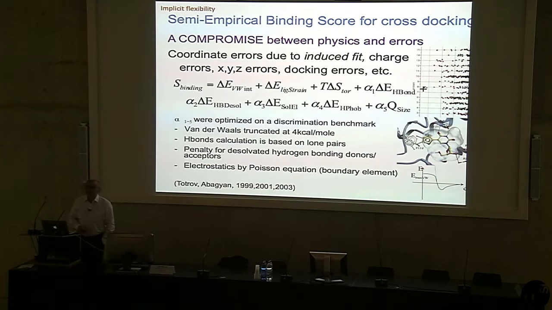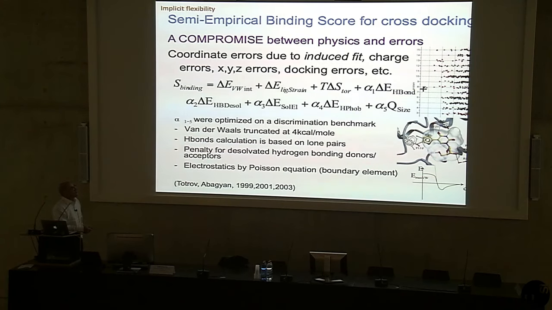We call it the binding score, right? Just to be humble. If you're not humble, you can say, well, this is free energy of binding. But if you're humble, it's just some score, and it's useful. And the units are arbitrary units. But we optimize it. How do we derive this binding score?